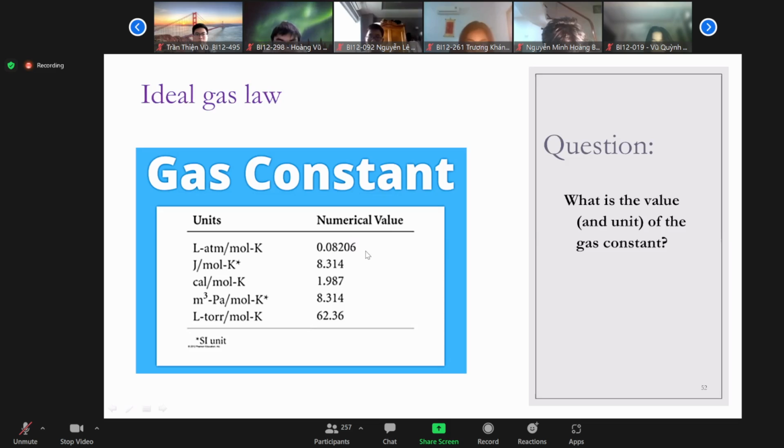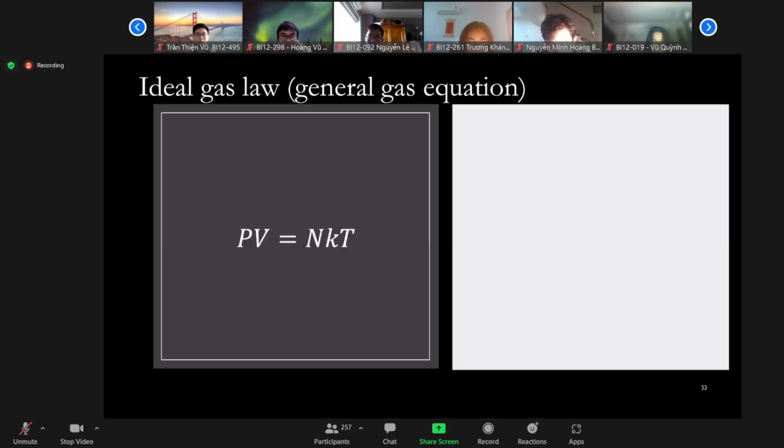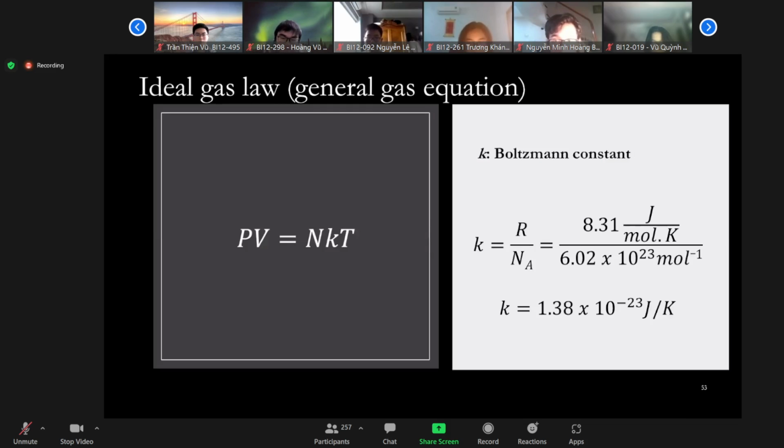So please do not just remember the numerical value. You should also remember the units. The units are important. Good. We can rewrite the ideal gas law based on the Boltzmann constant. Actually, we define the Boltzmann constant as the ratio between the gas constant and the Avogadro constant.